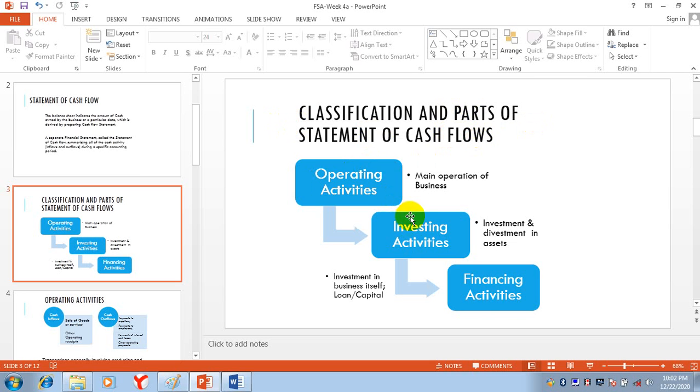Now we discussed the classification and parts of the statement of cash flows. There are three main parts, three components. The first one is operating activities, the main operations of the business. The second one is investing activities, that is investment in and divestment of assets. The third one is financing activities, investment in the business itself, loan and capital. We discussed this in detail.